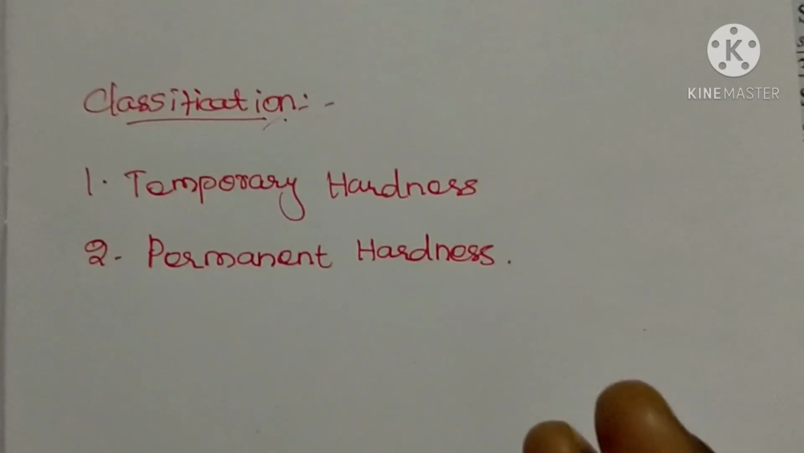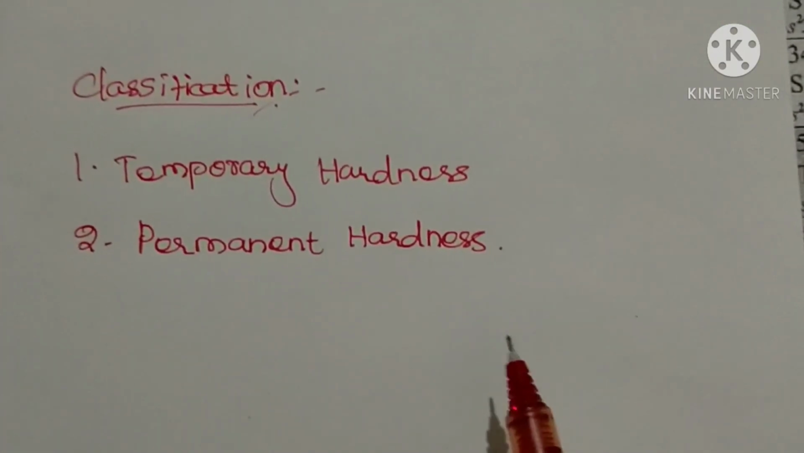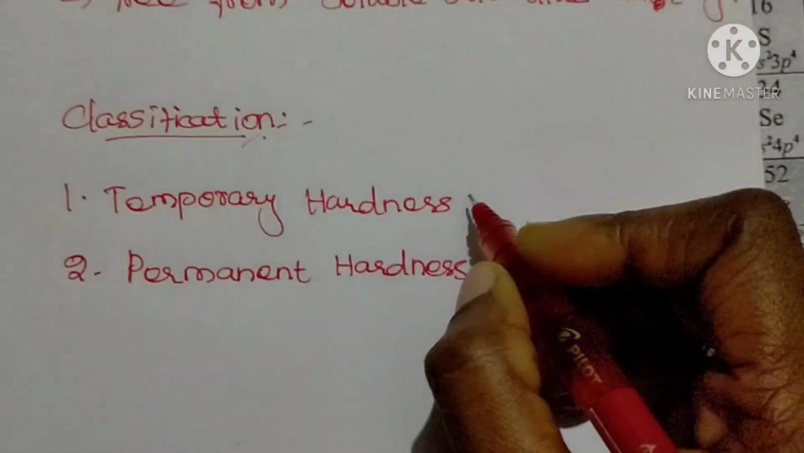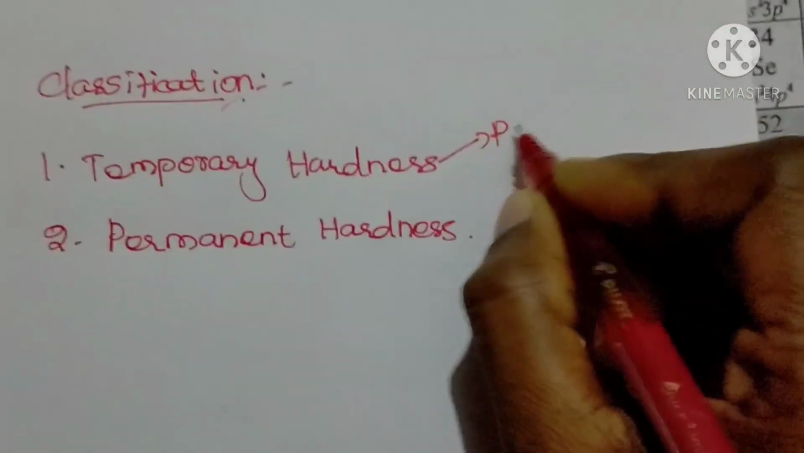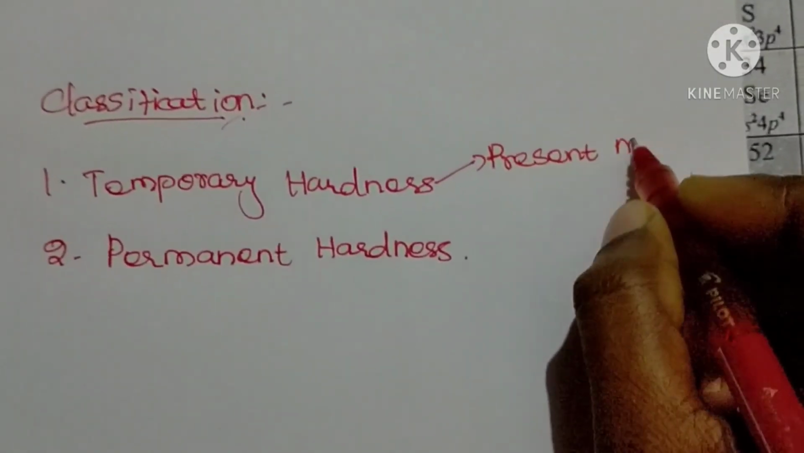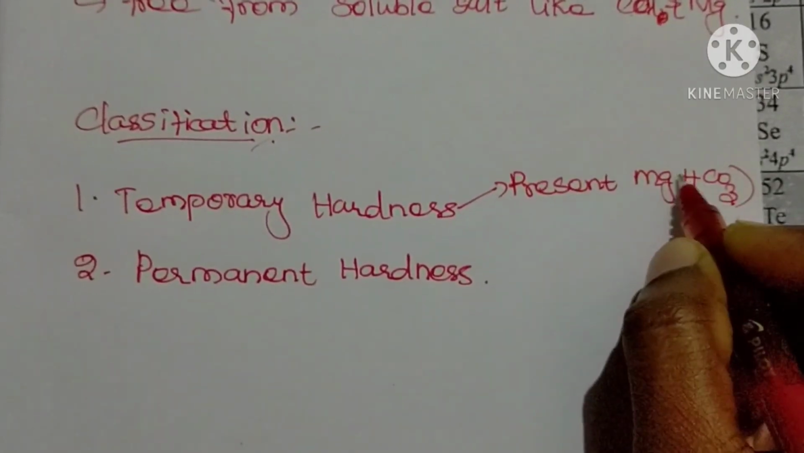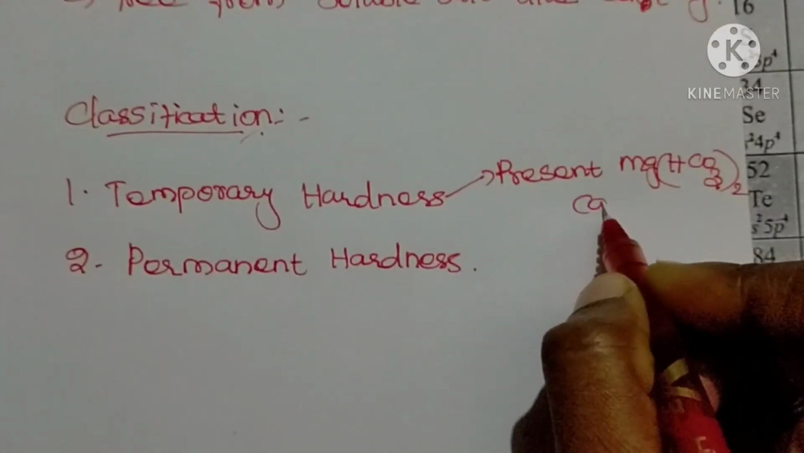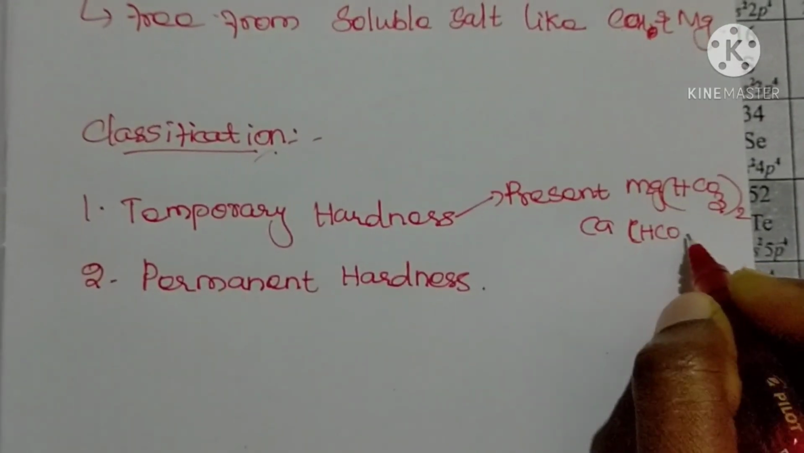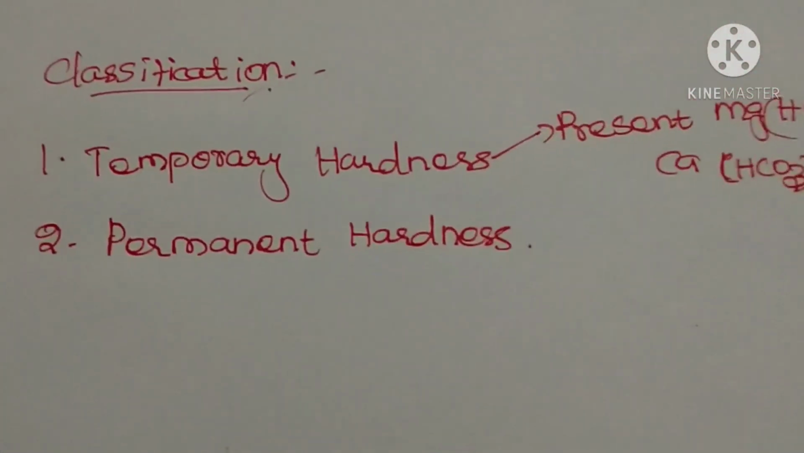Why do we call it temporary hardness? Because of the presence of magnesium bicarbonate and calcium bicarbonate. So temporary hardness means the presence of magnesium bicarbonate and calcium bicarbonate.